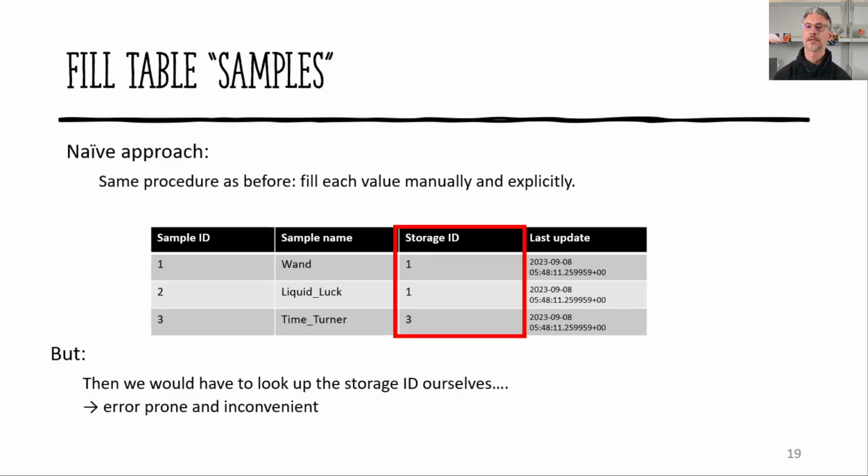Then we can fill the table samples. So the naive approach would be the same procedure as before. We fill each value manually and explicitly. But then we would have to look up which storage ID to use ourselves. So this is very error prone and inconvenient. And the whole point of having these relationships in the database schema is not to do this manually. So how do we do it instead?